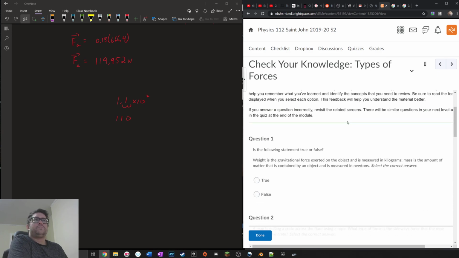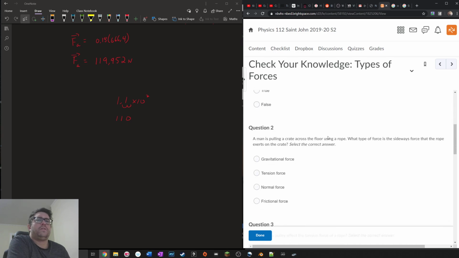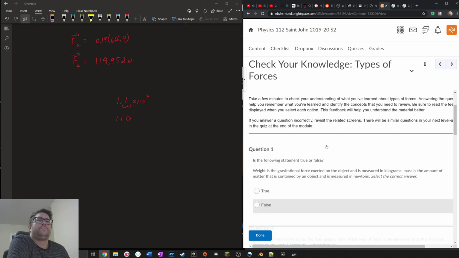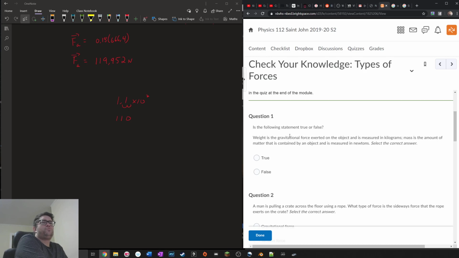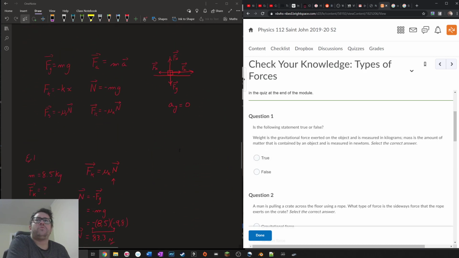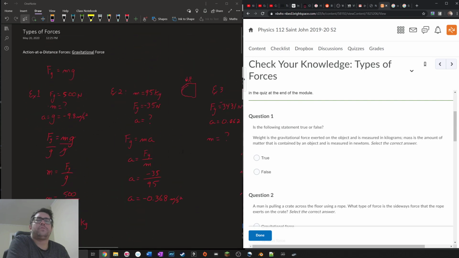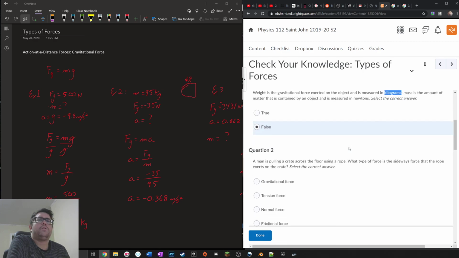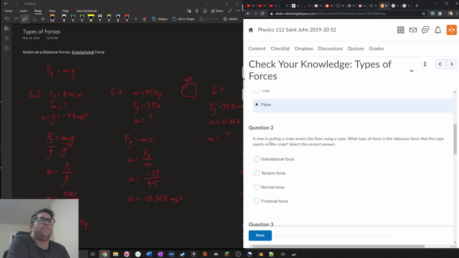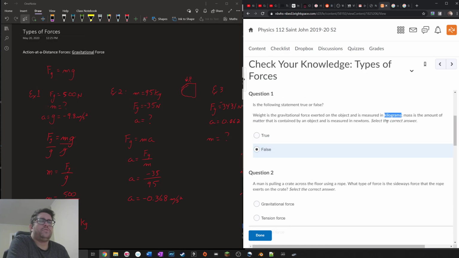So, self-assessment. This is not the quiz, right? Is the following statement true or false? I kid you not, I've never done this. Just go with the note that we took. Weight is the gravitational force exerted on an object and is measured in kilograms. False. Not kilograms. Newtons. It's a force. Weight is a force in newtons.